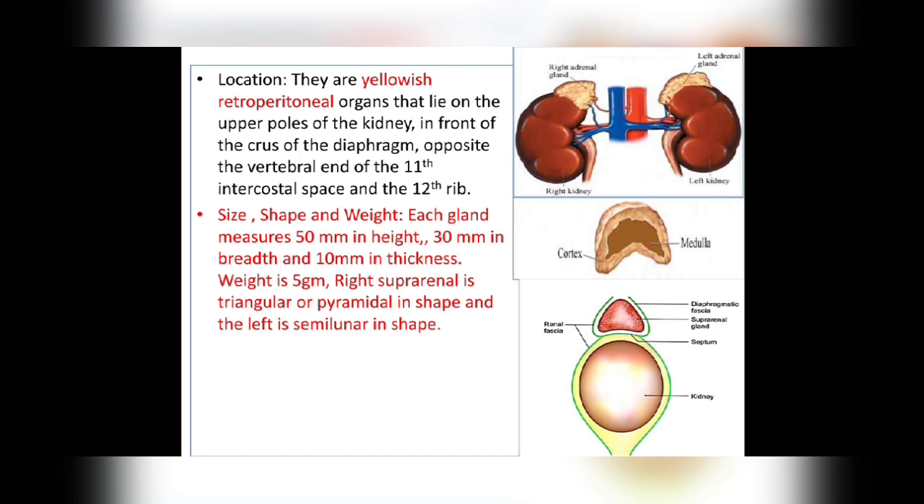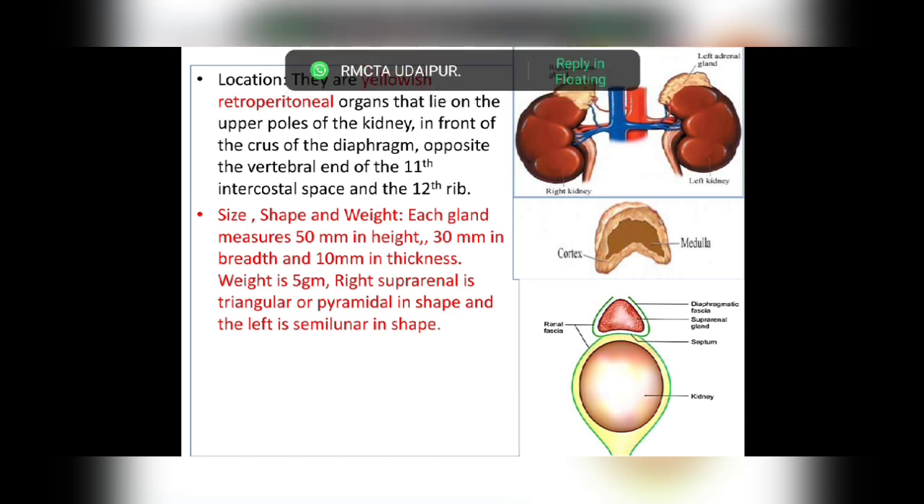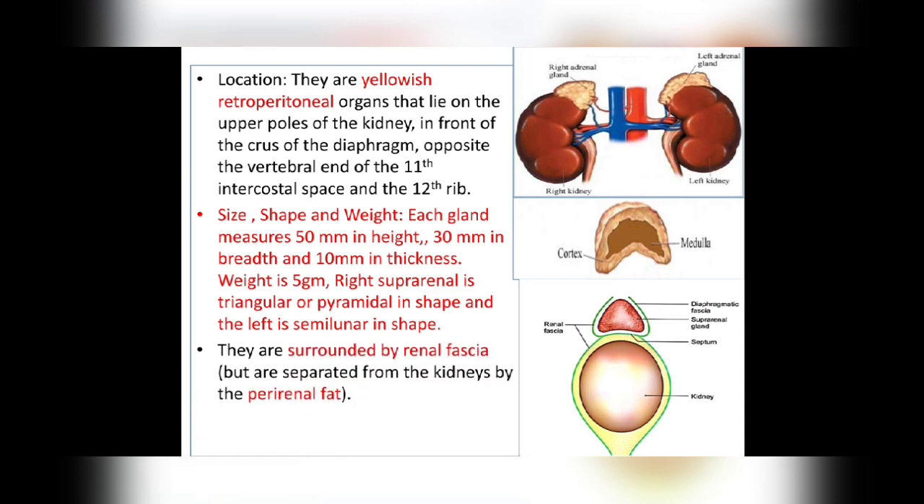These suprarenal glands are yellowish retroperitoneal organs that lie on the upper poles of the kidney, in front of the crus of the diaphragm, opposite the vertebral end of the 11th intercostal space and the 12th rib. Size, shape, weight: each gland measures 50 mm in height, 30 mm in breadth and 10 mm in thickness. Weight is 5 gram. Right suprarenal is triangular or pyramidal in shape and the left is semilunar in shape.